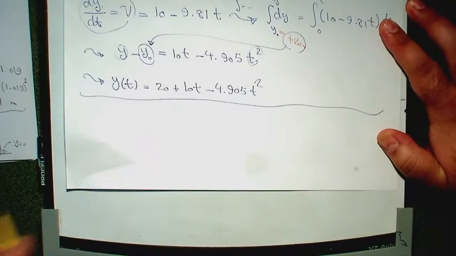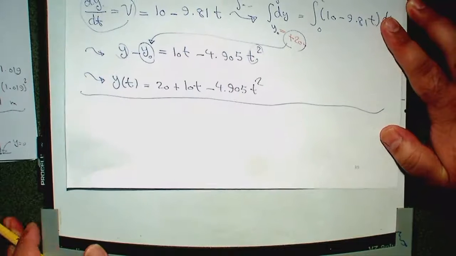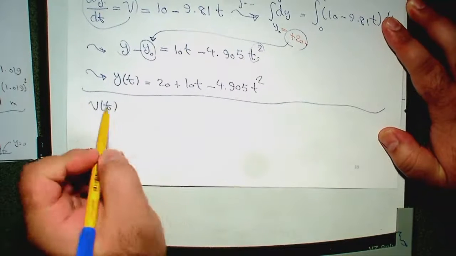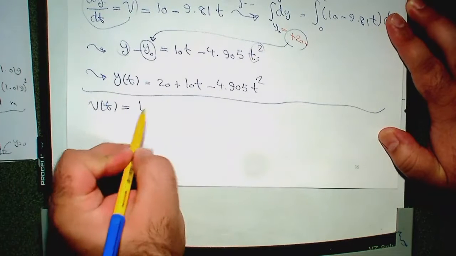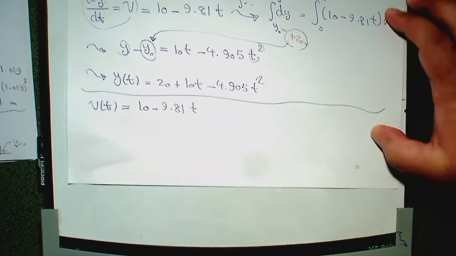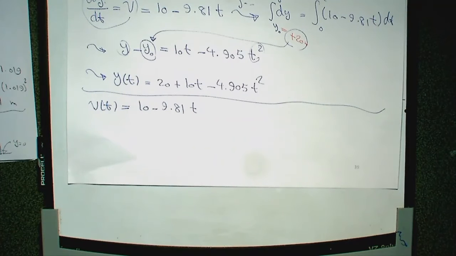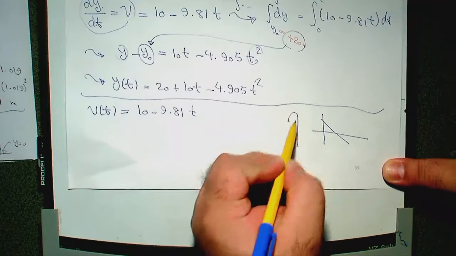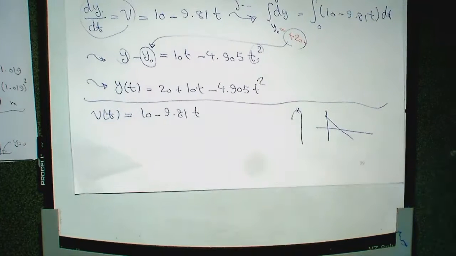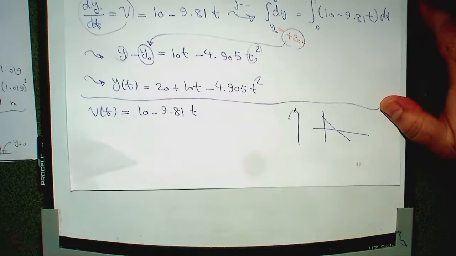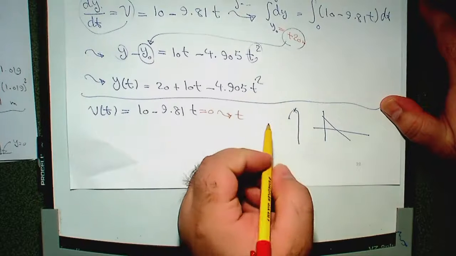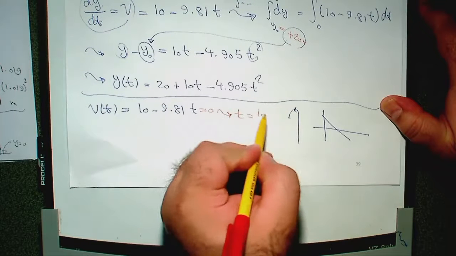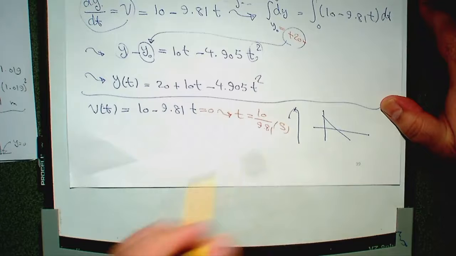Okay, the highest one. What was the condition for the highest? We calculated V of t was 10 minus 9.81 t. Yes? We calculated it in the first part, part A. What was the condition? For the highest vertical position, V equal to 0. Then t is equal to 10 over 9.81 seconds.